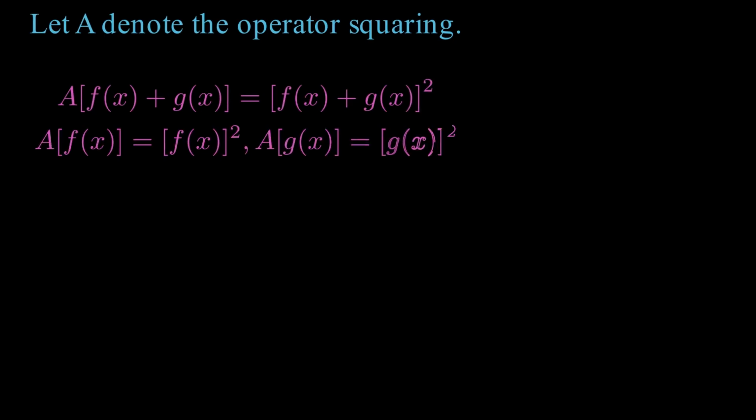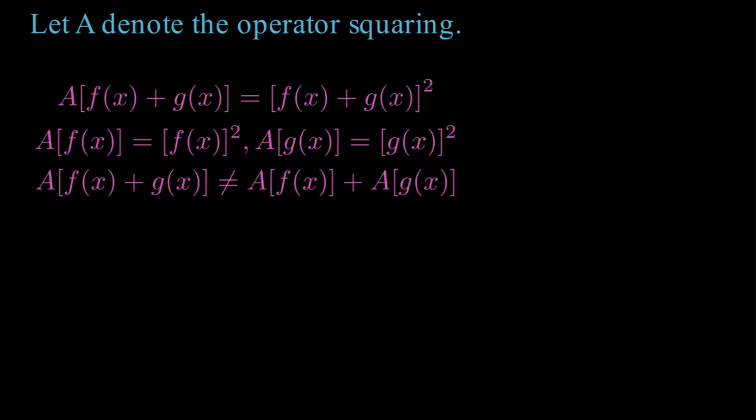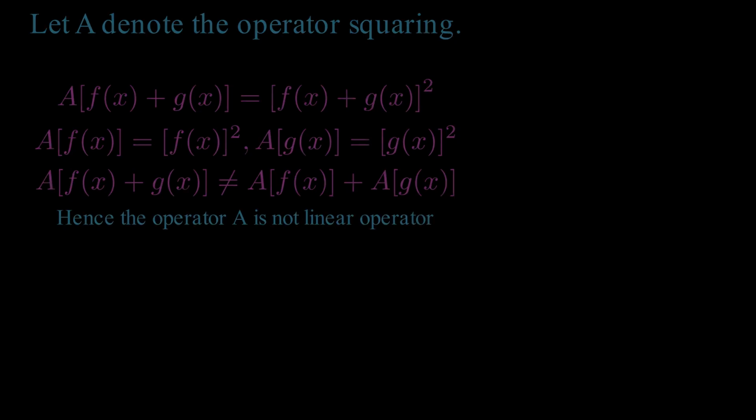Here we can see that operator A operating on f(x) results in f(x) whole square, and operator A operating on g(x) results in g(x) whole square, because operator A is squaring. So the first condition of a linear operator is not satisfied, and hence we say that the operator squaring is not a linear operator.